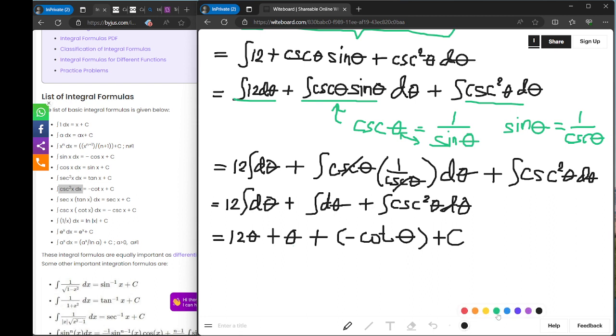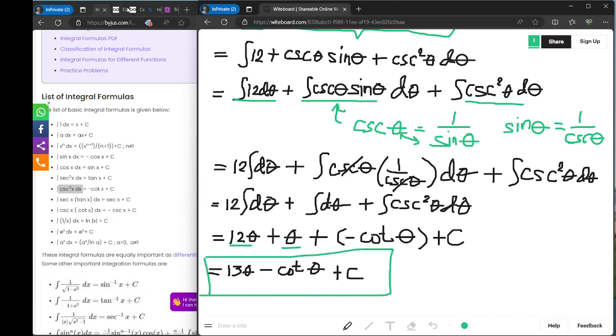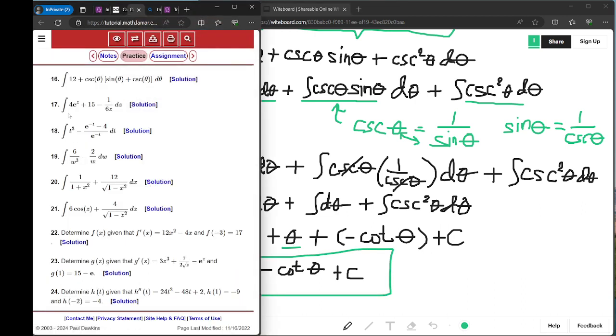Now, we can combine like terms. We have 1/2 theta and 1/2 theta, which means this will become 1 theta. Then plus times negative, or positive times negative, is negative. So that becomes minus cotangent theta plus c. So this will be our final answer for problem number, what problem is this? It's problem number 16.